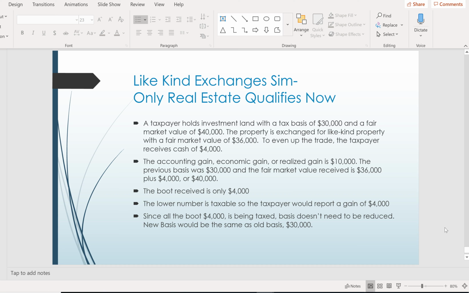So the taxpayer is going to report a gain of 4,000, and then they're going to ask you what's the basis of the new property. And the answer is, since all the boot is being taxed right now, the basis doesn't need to be reduced. So keep the basis the same as it was before. So the basis was $30,000 before, it's still $30,000 now. So in a like-kind exchange, as long as all the boot's being taxed, don't lower the basis.